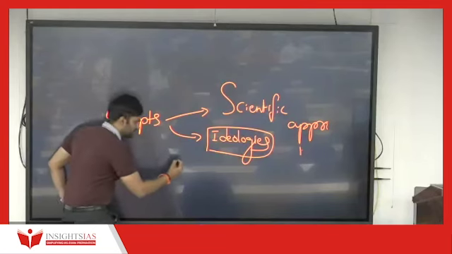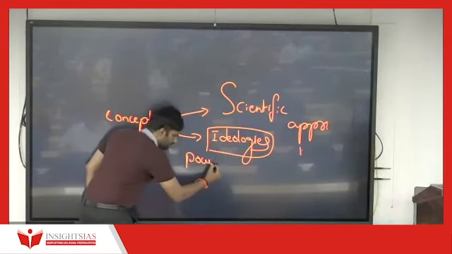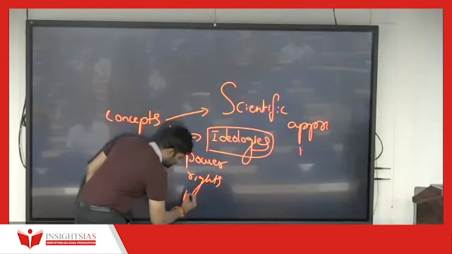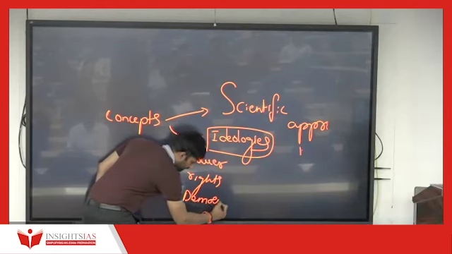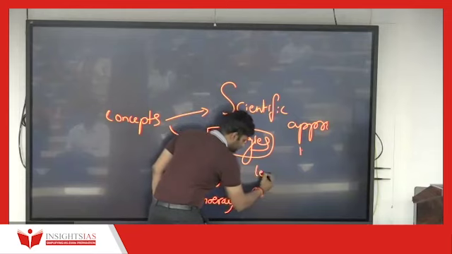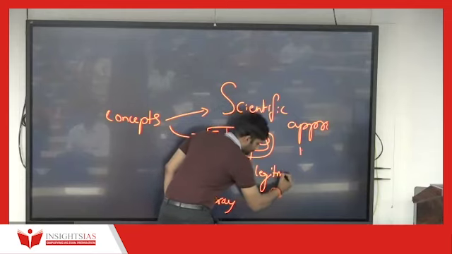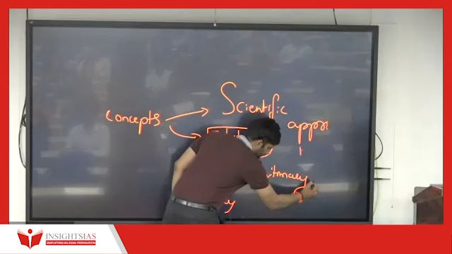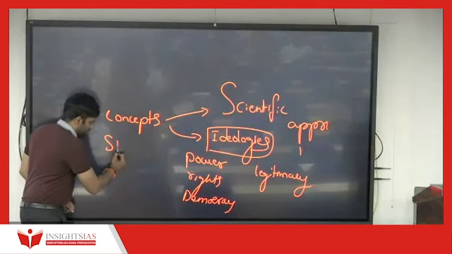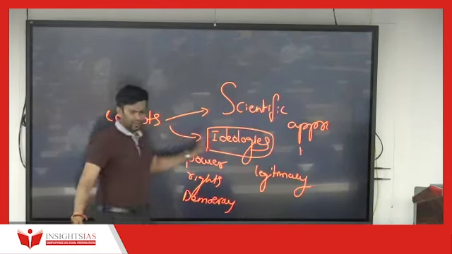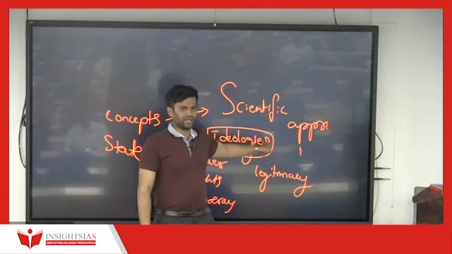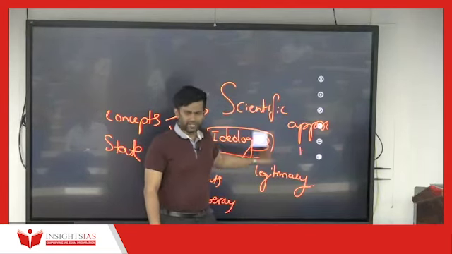Because after this, you'll be reading about power, rights, democracy, legitimacy, and the state. In all these topics, you will have the same repetition of what you read in your Western political thought and your ideologies chapter. So again, take democracy.